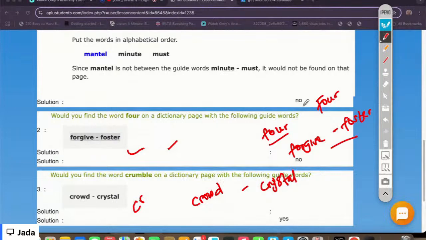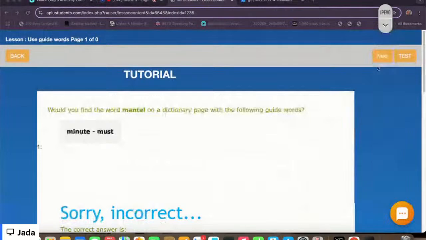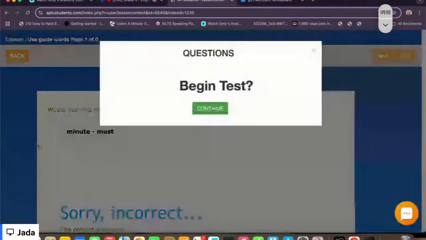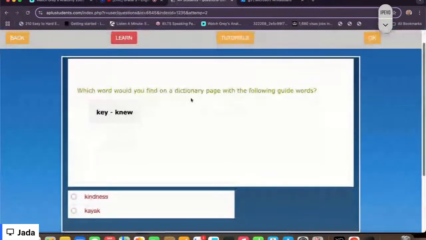All right, so we'll move on to the test. You can share your answers with me. Which word would you find on a dictionary page with the following guide words? We have key and new. So which of these can you find in between?